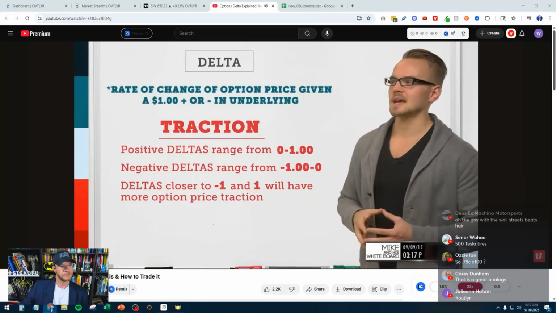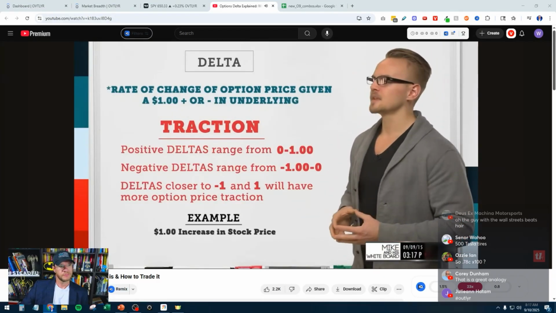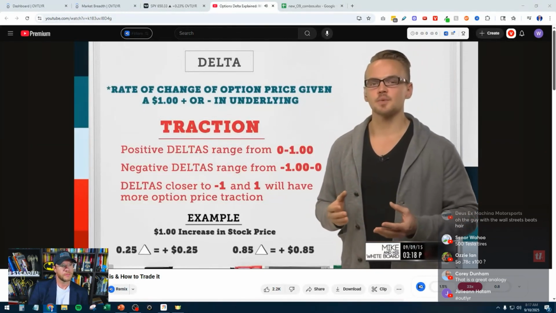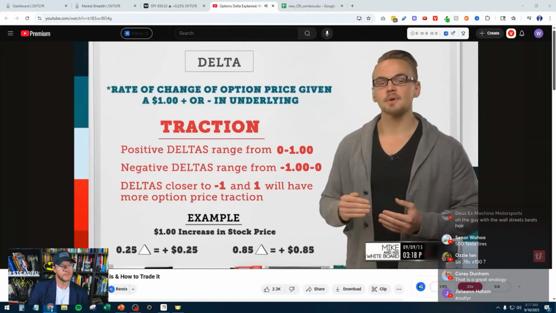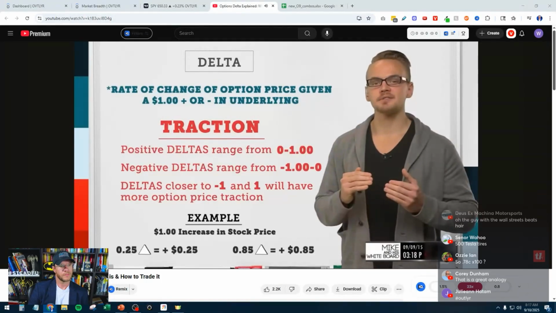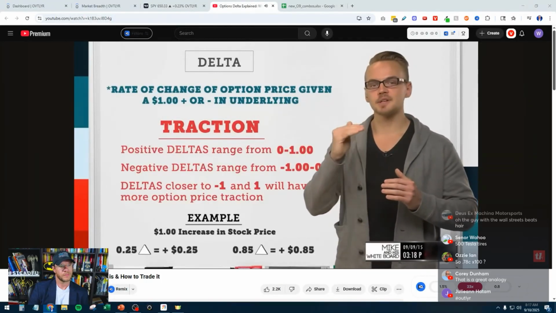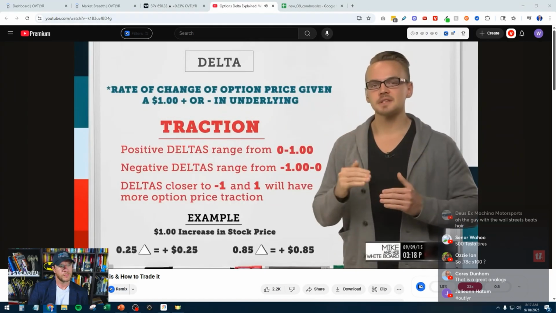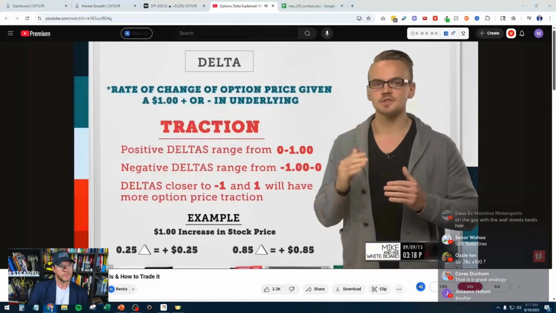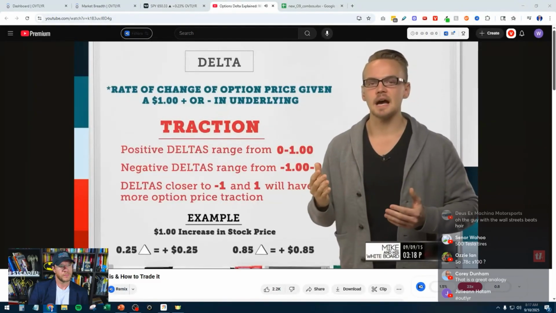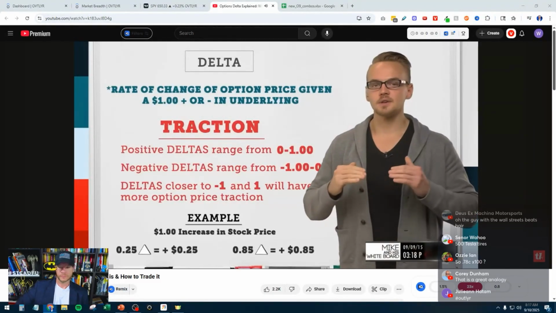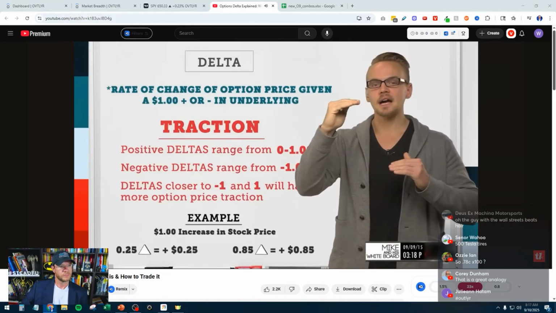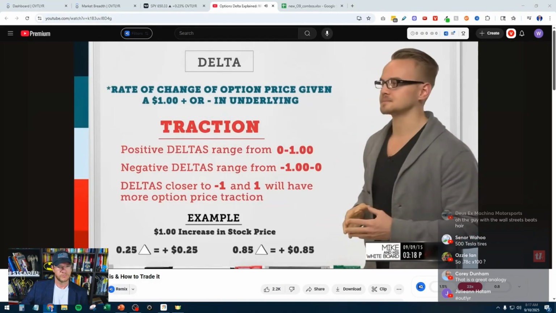So if we look at an example here, we can clearly see that. We've got a $1 increase in the stock price. If I have a positive 0.25 delta and the stock price goes up $1, then the option price should go up 25 cents. So you can think of it like a ladder, or stair steps, in relation to the option price and the underlying price. A $1 increase in the underlying with a 25 delta should give a 25-cent increase on that option.